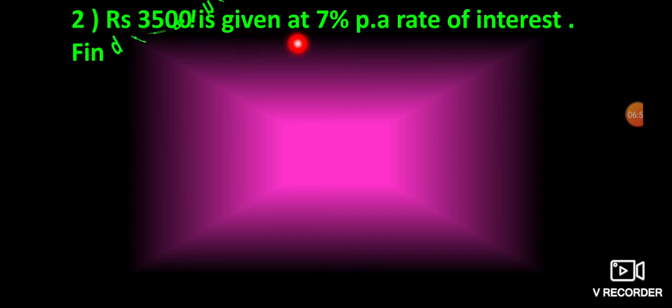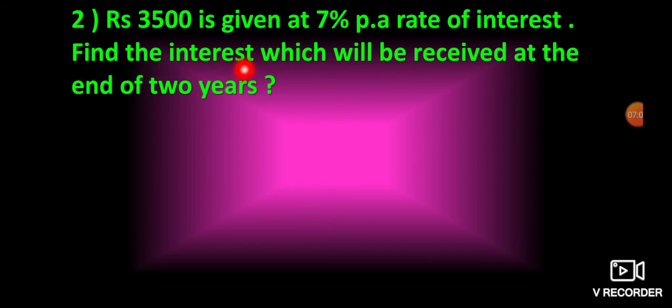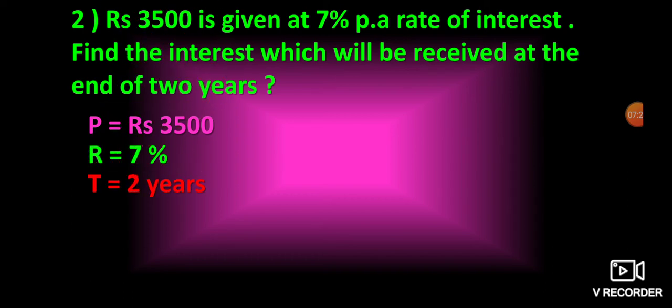Okay. Next, second question, same method. Rupees 3,500 is given at 7% PA rate of interest. Find the interest which will be received at the end of 2 years. By using our equation for finding interest, PRT by 100. P is 3,500. Rate of interest is 7%. PA means per annum, per year. R equal to 7%. T equal to 2 years. It is given in the question, 2 years.